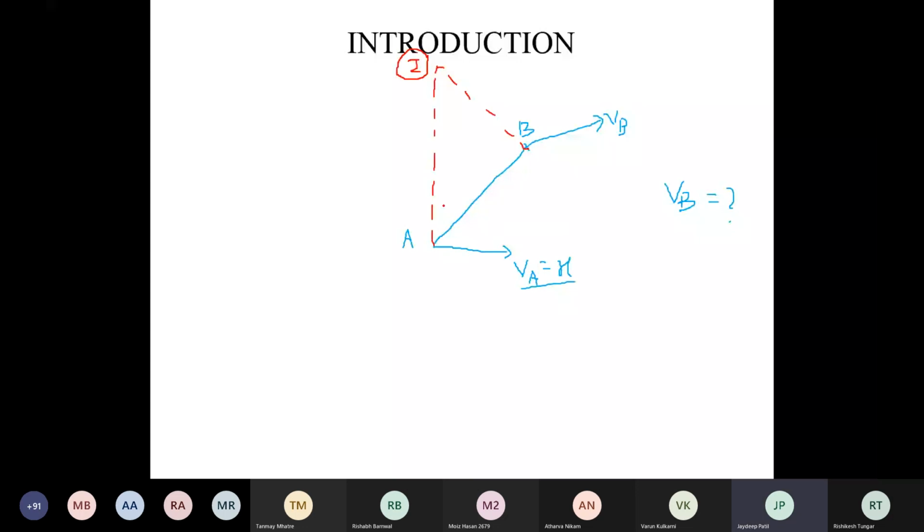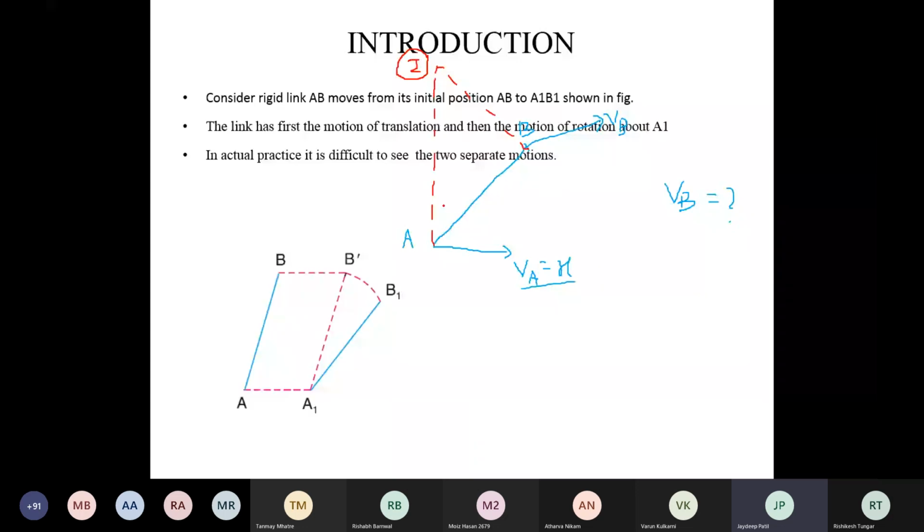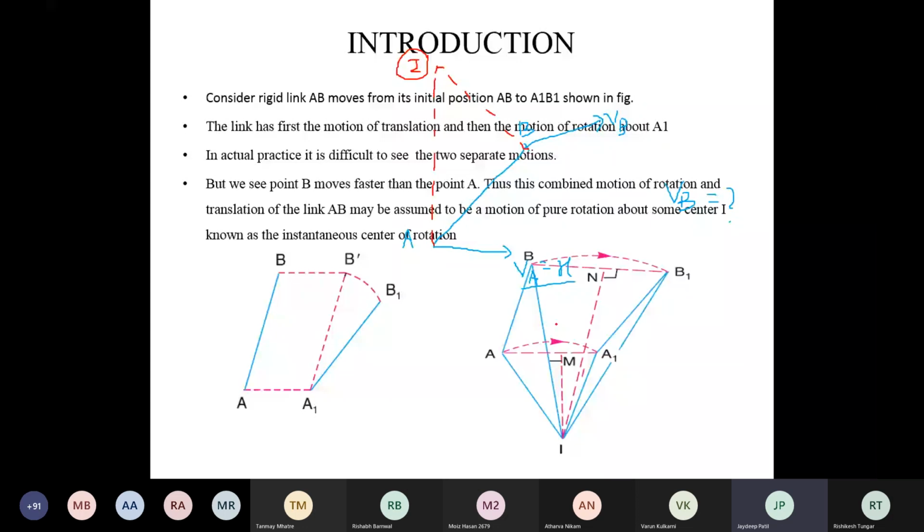Line perpendicular to the velocity of the respective point. If you see the previous figure, in the last case, is it visible? Now A moves from A to A1, which means this is the velocity of A. From this, you have to draw the perpendicular bisector. We know the distance traveled by A to A1, B to B1.